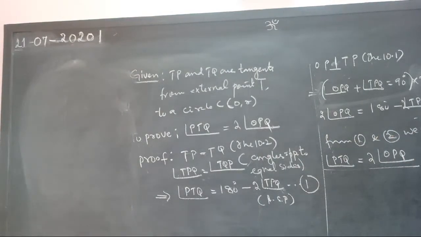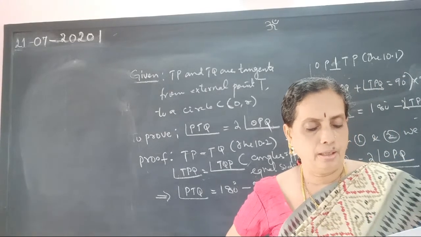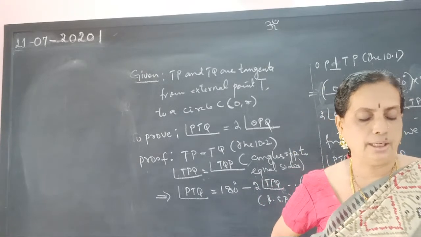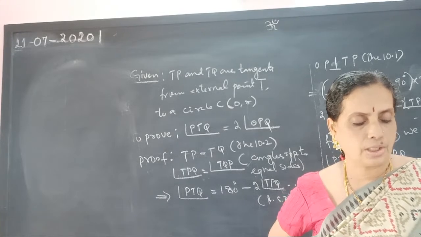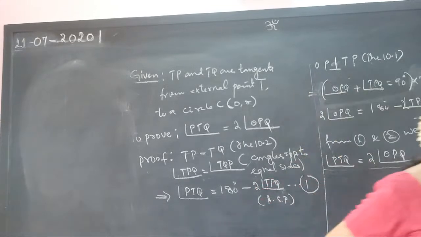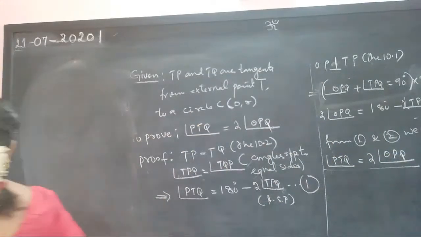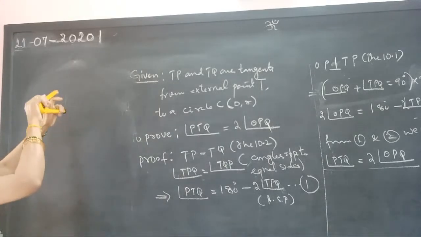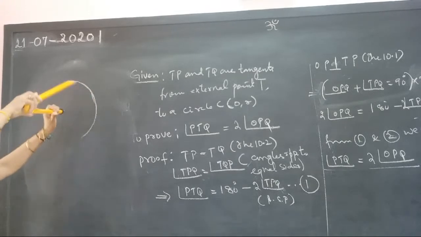Question number 3. Here also PA and PB are tangents from point P. AB is a chord to the circle and O is the center of the circle. If angle OBA equals 10 degrees, find the measure of BPA. Get the question. The question is in your worksheet. Get the figure. Without the figure, don't answer. The figure itself gives the clear picture of the steps involved.